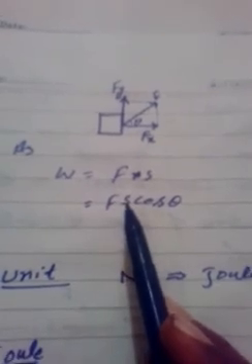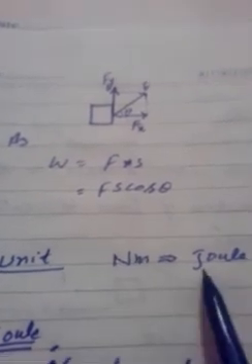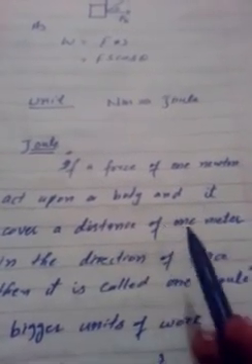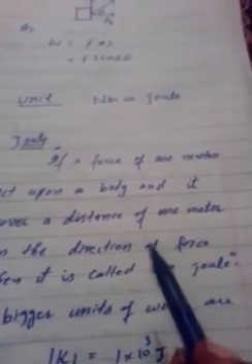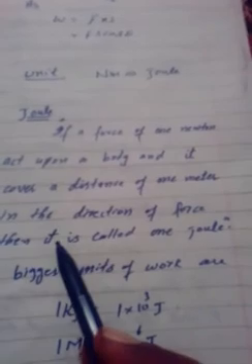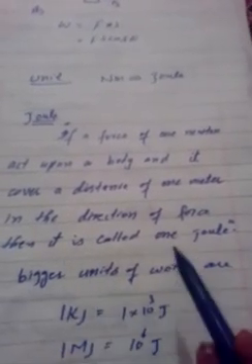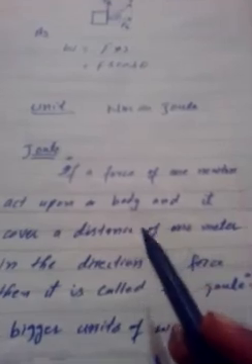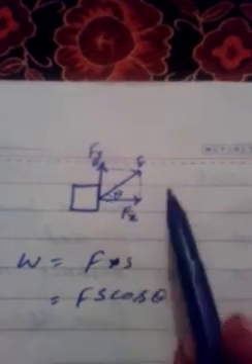As the unit of force is Newton and the unit of displacement is meter, the unit of work will be Newton meter, that is equal to joule. Joule is defined as: if a force of 1 Newton acts upon a body and it covers a distance of 1 meter in the direction of force, then it is called 1 joule.